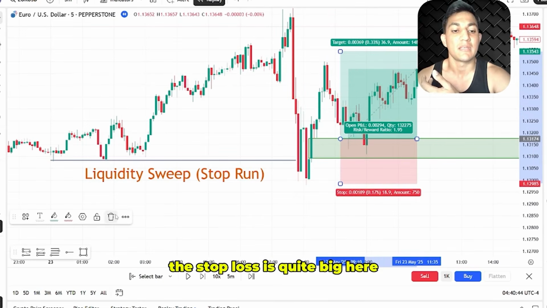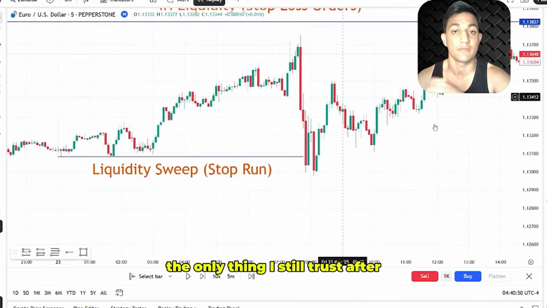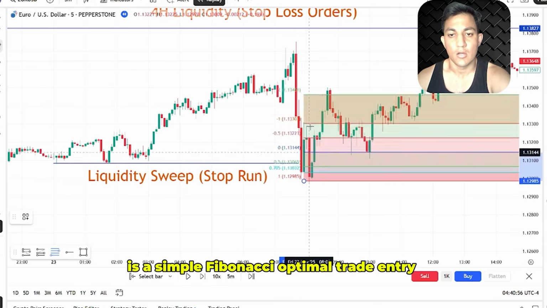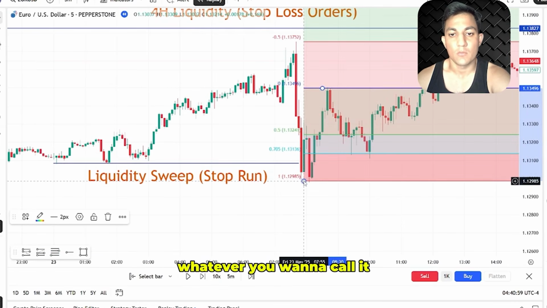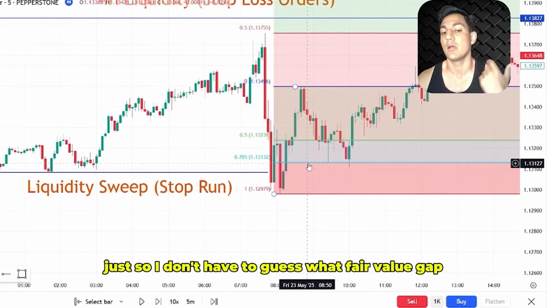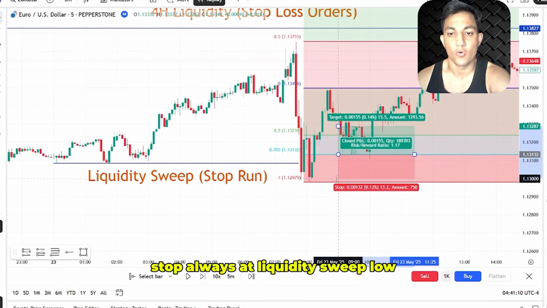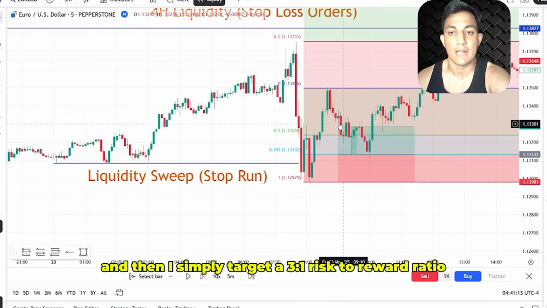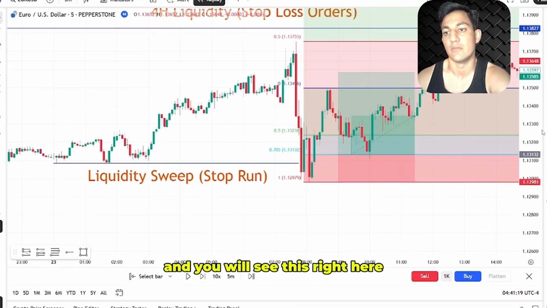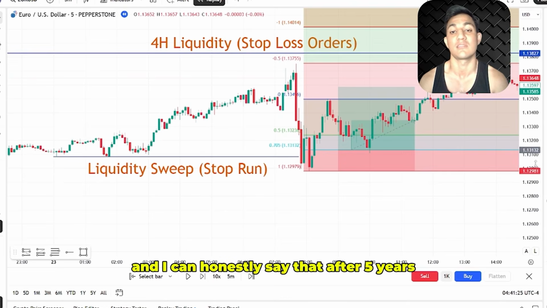The stop loss is quite big here. So for me personally, what I use after 5 years of trading, the only thing I still trust after, obviously, having the direction and the sweep is a simple Fibonacci optimal trade entry, retracement, whatever you want to call it. I enter at the 0.705 level here, just so I don't have to guess what fair value gap, what order block I can take. I simply enter here like this, stop always at the liquidity sweep low, and then I simply target a free risk to reward ratio like that, and we hit it like that, and you will see this right here is the highest probability setup you will find in all of trading. And I can honestly say that after 5 years.